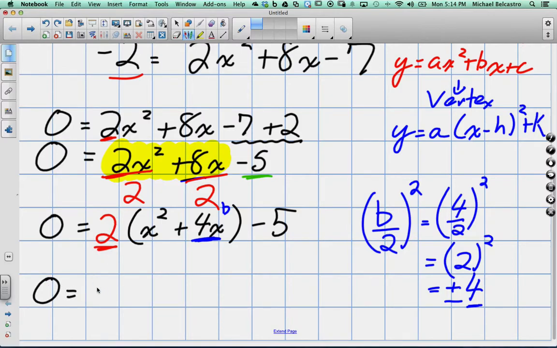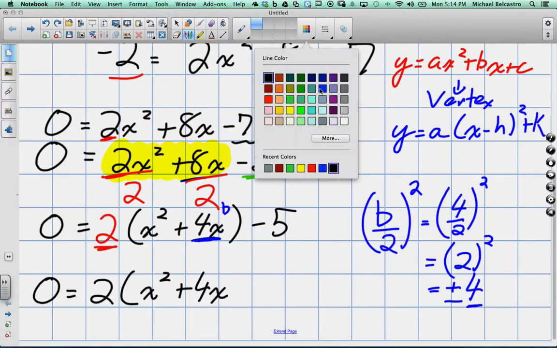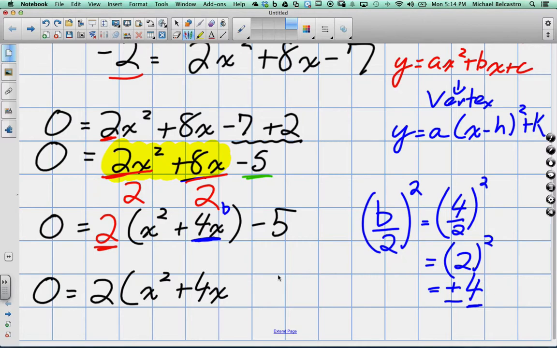0 equals, the 2 still stays. X squared plus 4x, they all stay. This is what's different. This 4 we talked about, we're going to add 4. And we're going to subtract 4. And technically that's 0 when you put them together. And then we have our minus 5.